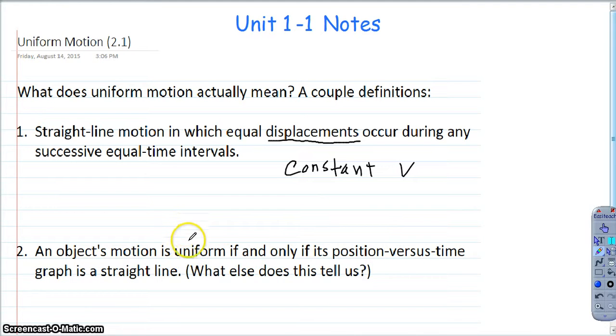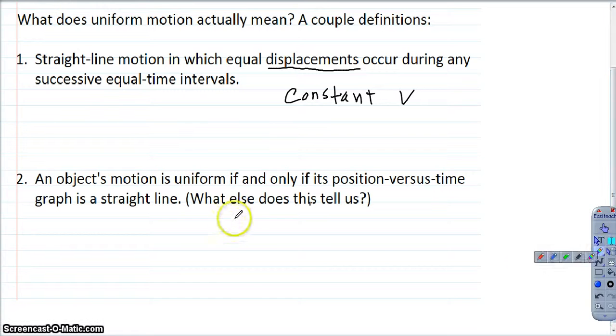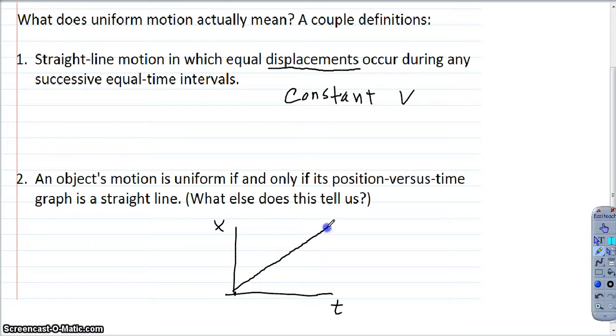An object's motion is uniform if and only if its position versus time graph is a straight line. So again, the reason I say that's similar is if we think about a position versus time graph, right? So we've got our displacement here versus our time. If it's a straight line, so whether it's horizontal or whether it's a linear equation, something like this, what does the slope tell us in a position versus time graph? Well, the slope tells us, right, the slope is the velocity. And if the slope is a straight line here, then isn't the slope constant, right?